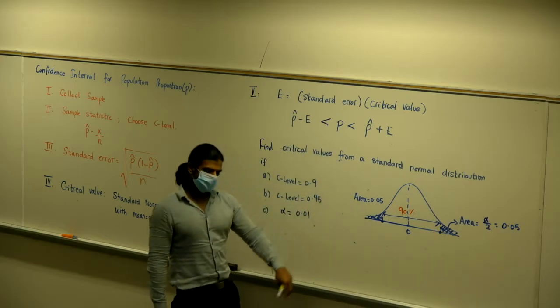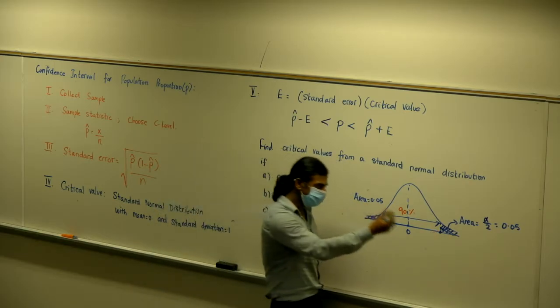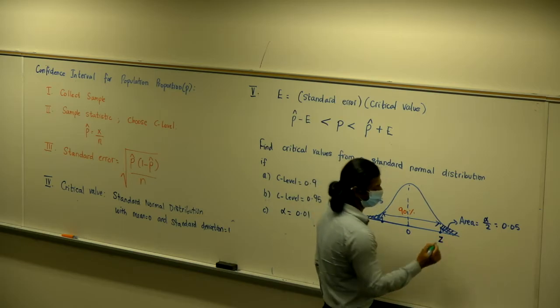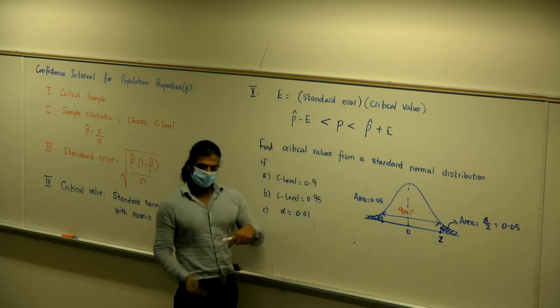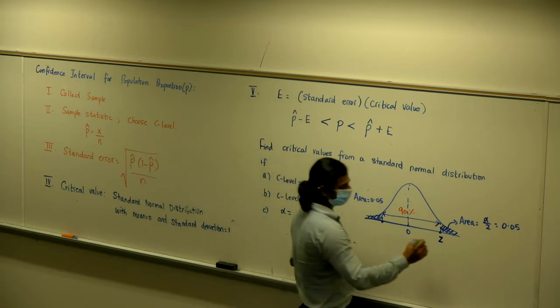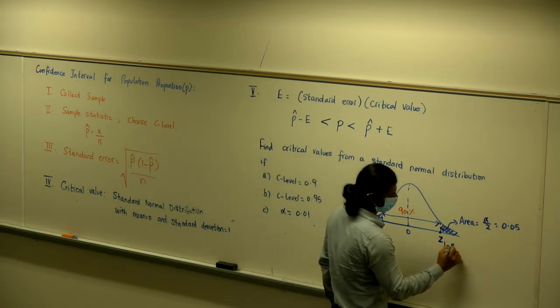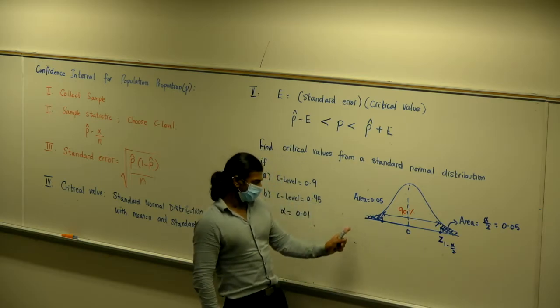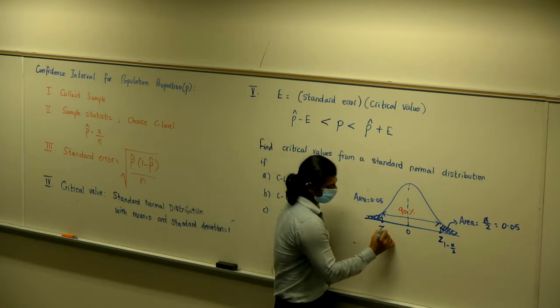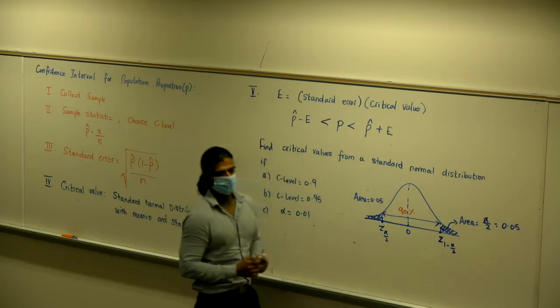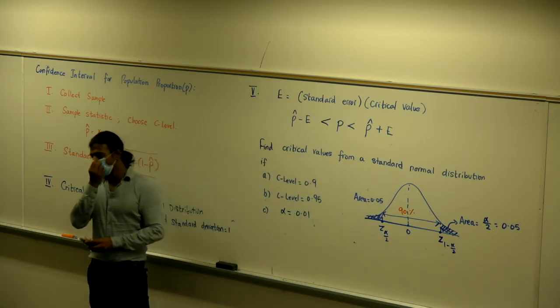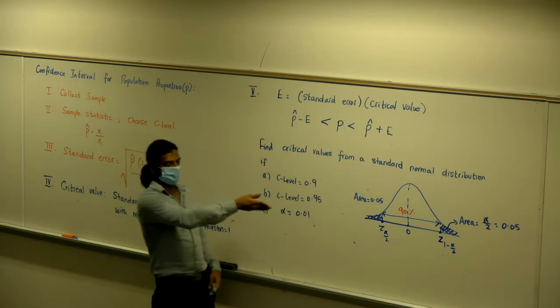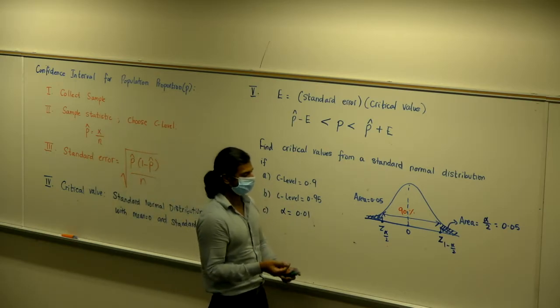So in terms of notation, last time we used t, now it's z. So 1 minus alpha over 2 on the right side. On the left hand side, it's z sub alpha over 2. The notation is important because it will let you know what to put in the calculator.